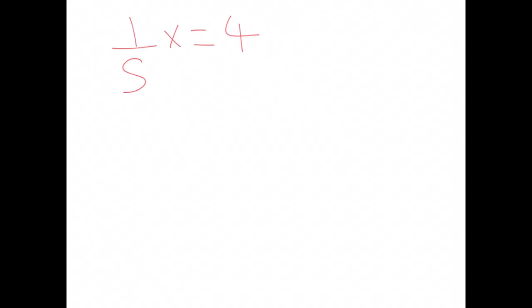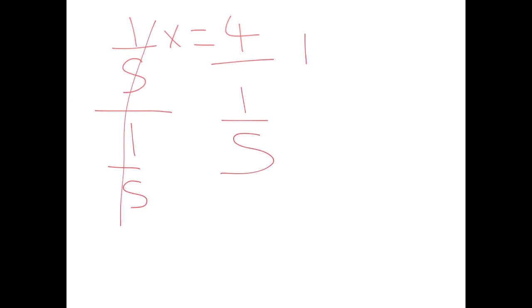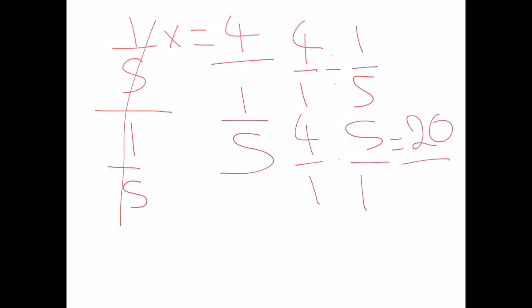So we have to divide 1/5 from every side. So 4 divided by 1/5 is 20 over 1. So x equals 20.